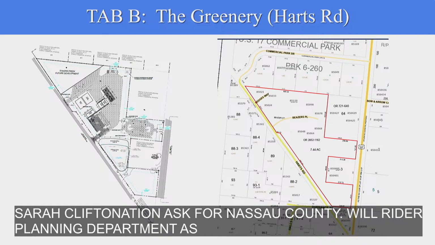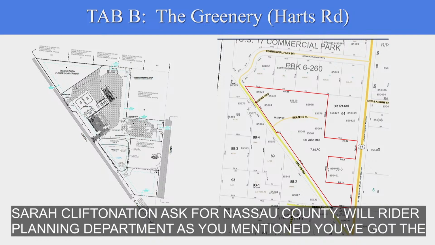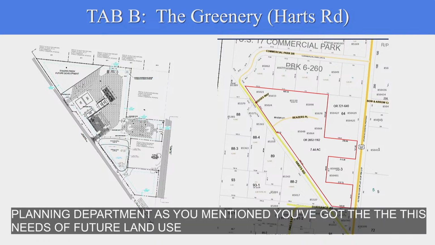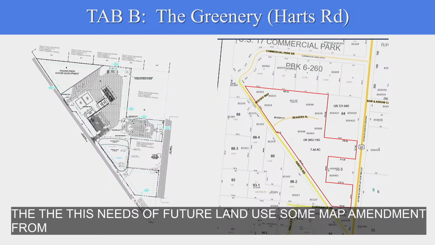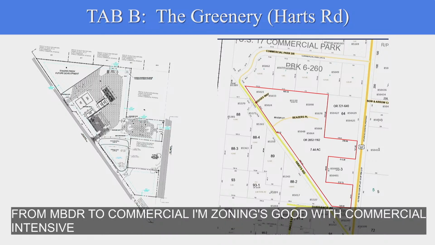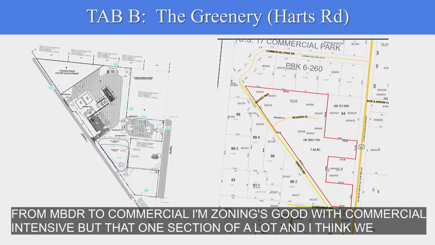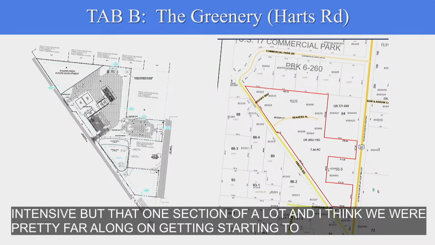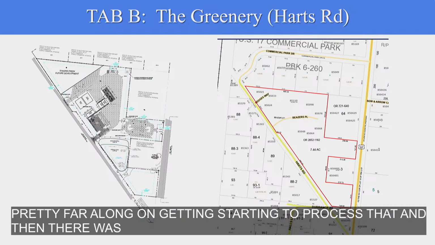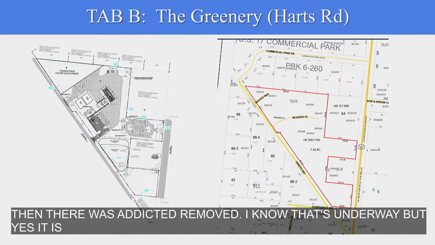As you mentioned, this needs a future land use map amendment from MDR to commercial. Zoning's good with commercial intensive, but that one section of the lot, and I think we were pretty far along on starting to process that, and then I think the lot was combined or the lot line was removed and sort of changed things up, but I know Elizabeth, the director, is working on that, so I know that's underway, but yes, it is needed, as you've already identified.